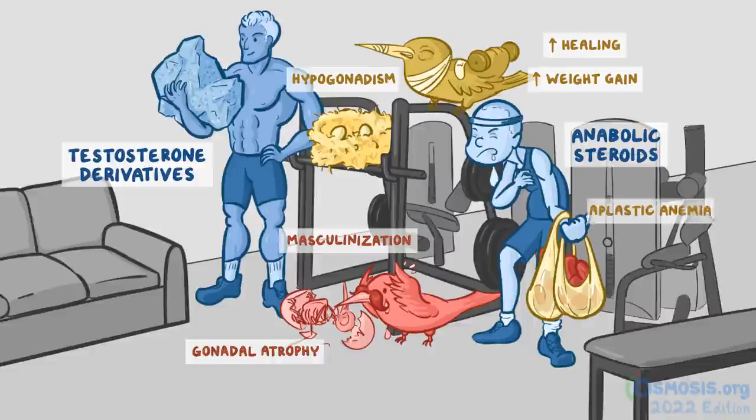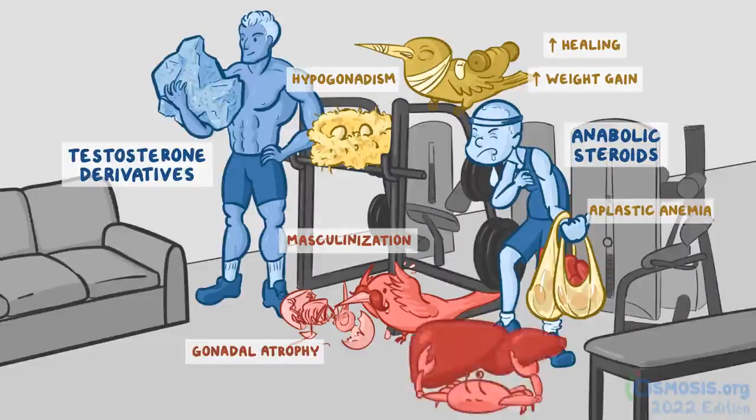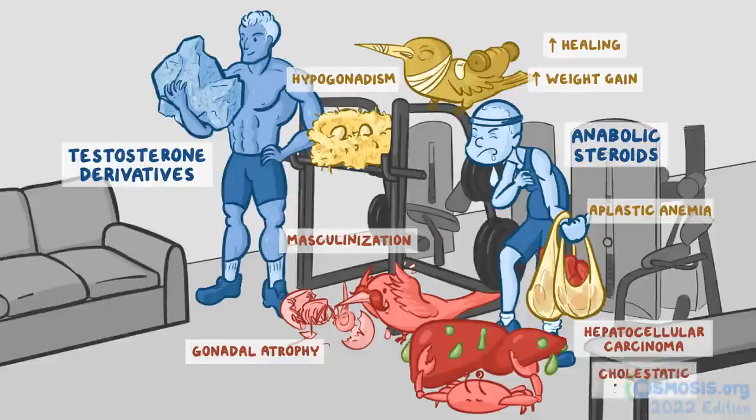These drugs also have some additional side effects, so by his feet there's a crab lifting up a liver to help you remember these drugs increase the risk of hepatocellular carcinoma. Globs of bile are dripping down the liver, which represents cholestatic jaundice.